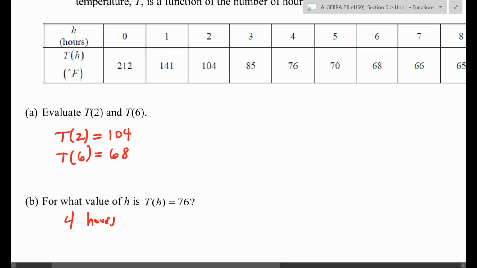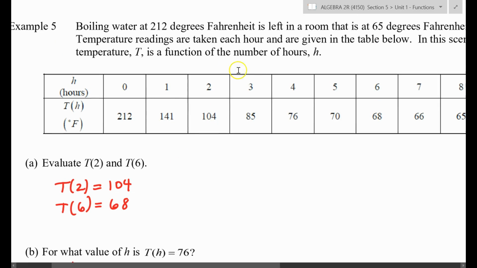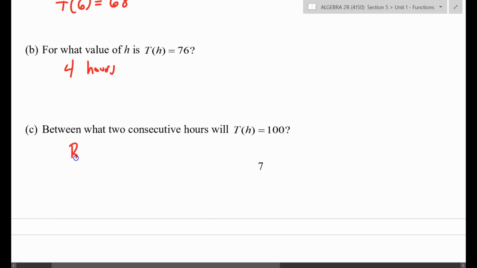And then the last question of this particular exercise asks what? Between what times will the water reach 100 degrees? Because my chart doesn't have 100 degrees on it, does it? But it's got 104 and it's got 85, which means between the second and third hour. Between the second and third hour, I'm going to reach that 100 degrees, right? Any issues? Happy? Cool.